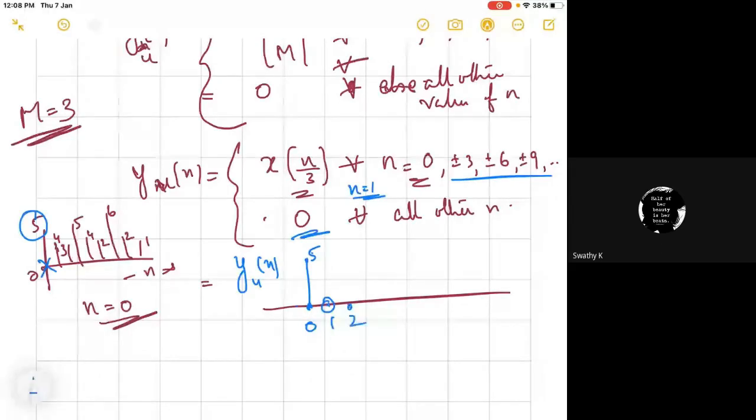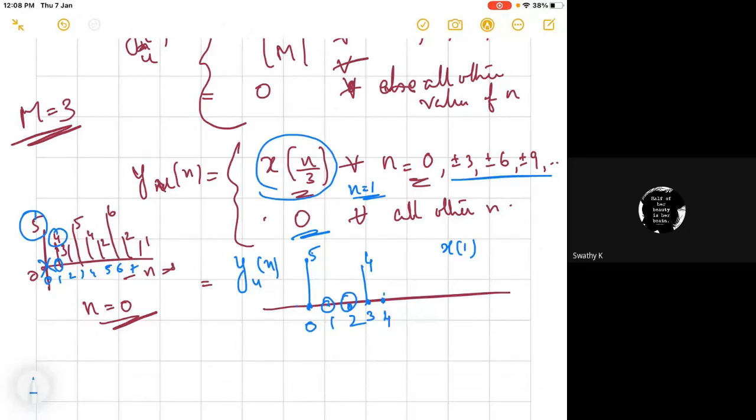What about 2? 2 is also the same as 1, zero. What about 3? For n equal to 3, this becomes x of 1, so x of 1 goes to y of 3. What is x of 1? Counting 0, 1, 2, 3, 4, 5, 6, 7, x of 1 is 4. You get 4. At n equal to 4, it doesn't belong to these values, so it becomes 0. At 5 also you get 0.